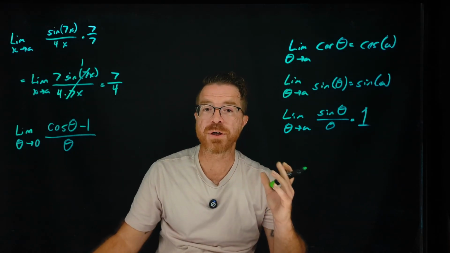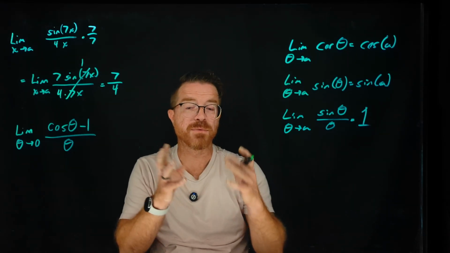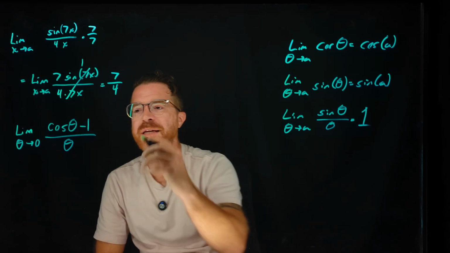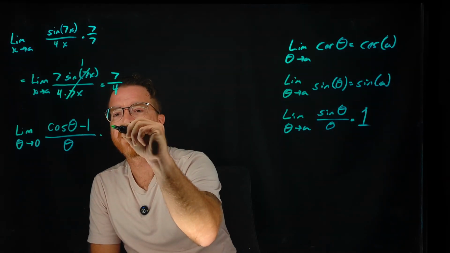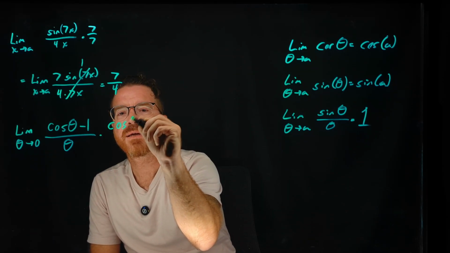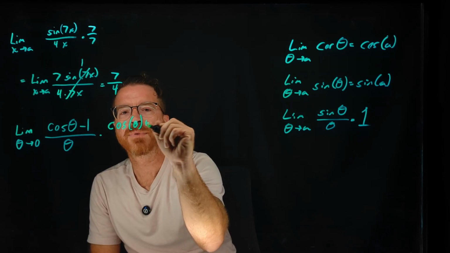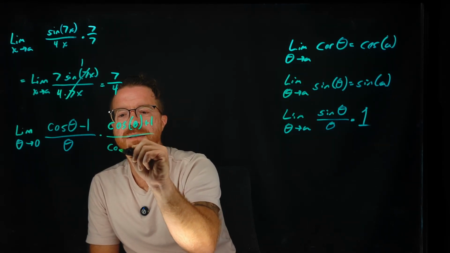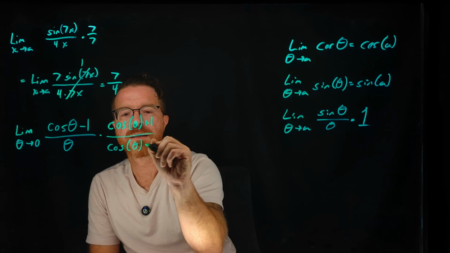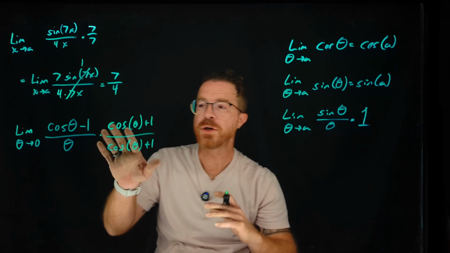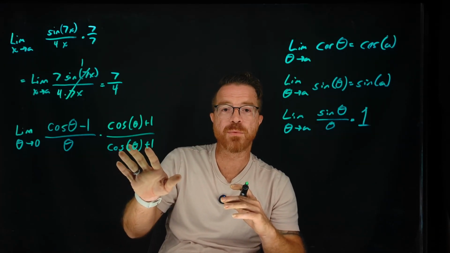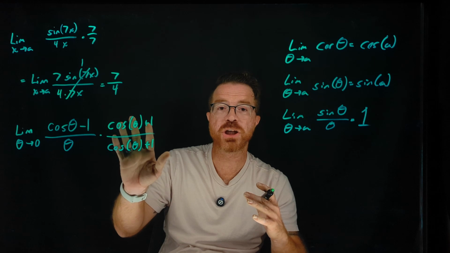So in that case, we're going to multiply by the reciprocal, like we did earlier in this class. So this is going to be times cosine of theta plus 1 divided by cosine of theta plus 1. Now, as before, cosine of theta plus 1 over cosine of theta plus 1 is the same thing as multiplying by 1, so this doesn't change anything.